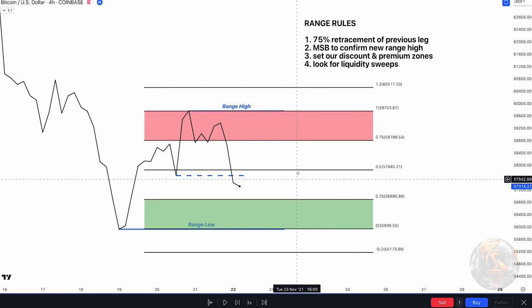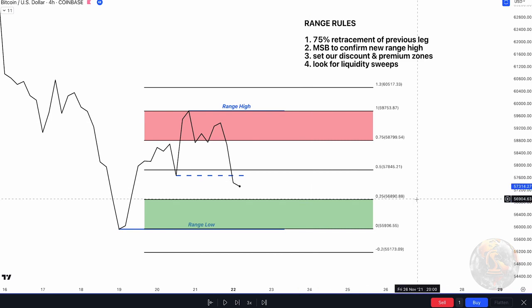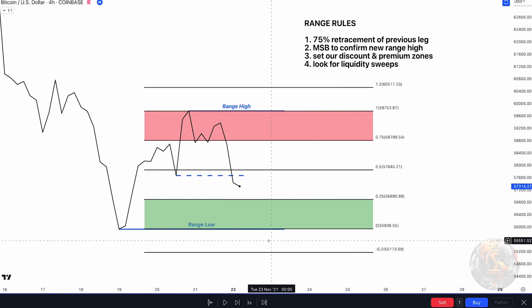We've set now our discount and premium zones. The last thing I need to remind you about is the 20% rule. I've touched on this in other lessons. The 20% rule relates to ranges, and it is putting 20%, as you would imagine, either side of the range, and that is the maximum deviation you can have and will remain within a range.